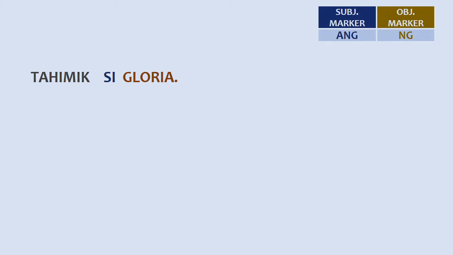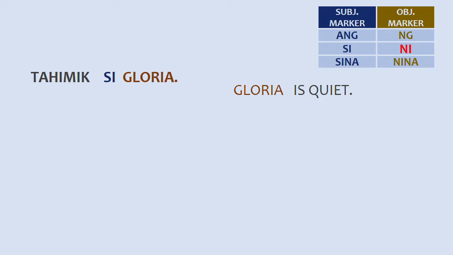Tahimik si Gloria. Gloria is quiet. So this time, we're using the subject marker si, because the subject is the name of a person. Now, if you're not familiar with the subject markers and how to use them, you may watch my video where I talked about them. I will also be placing the link at the upper right corner of this video. So again, we use si on this one. And on the other sentence structure, we use its object marker, which is ni. Ang tahimik ni Gloria.